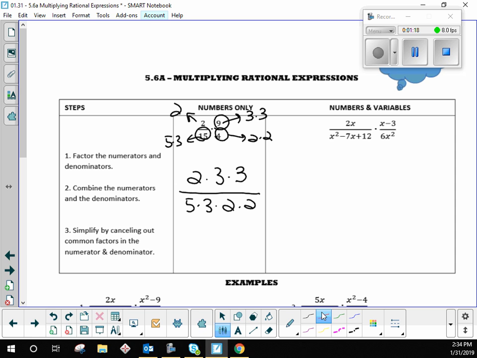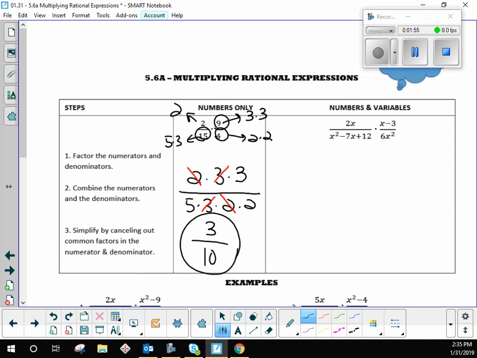And then for step 3, you simplify by canceling out common factors in the numerator and denominator. So when you're trying to cancel out, if I have a 2 here, I look for another 2 on the bottom to cancel it out with. And there's a 2 here and a 2 here. This other 2 in the denominator stays because there's no matching 2 on top. So that one stays. What else do you see that cancels? The 3s. Okay, 3s. And then that's it. So now what do I have left over on top? 3. And on the bottom I have 5 times 2, which is 10.